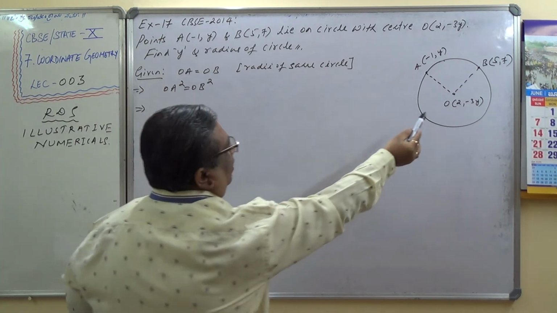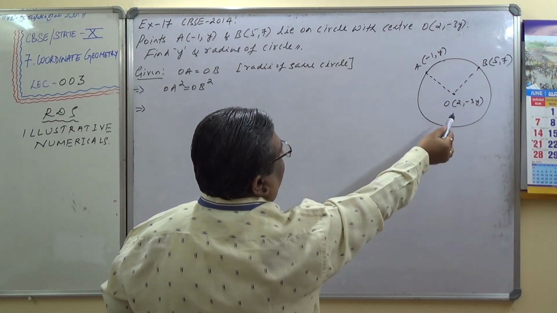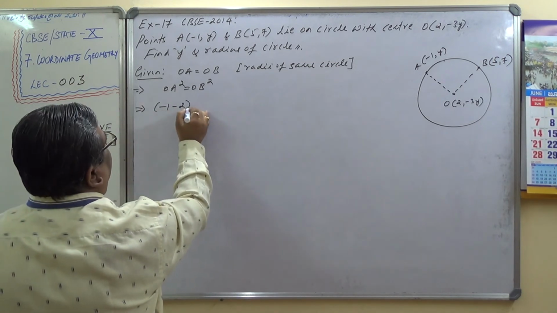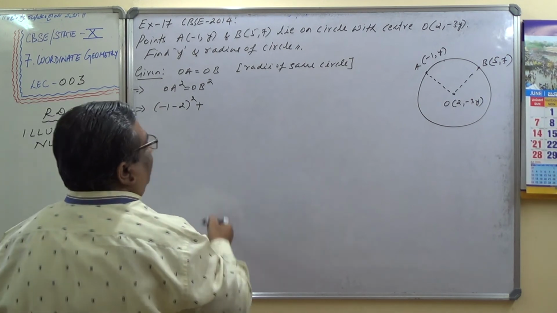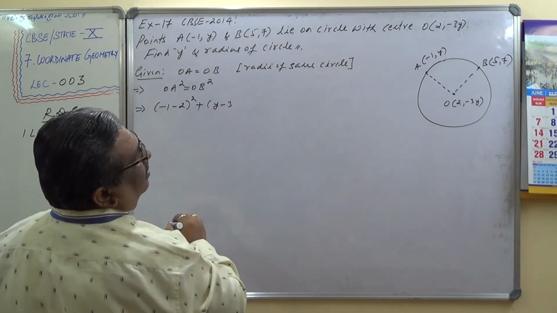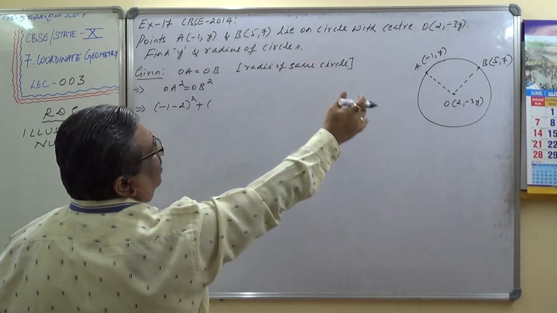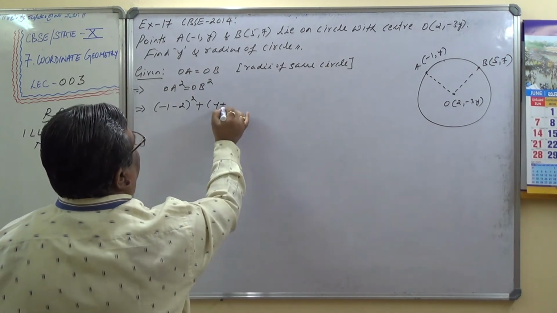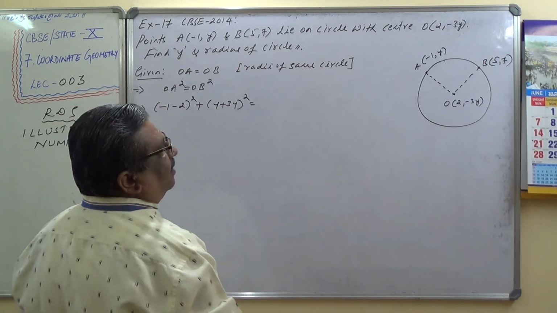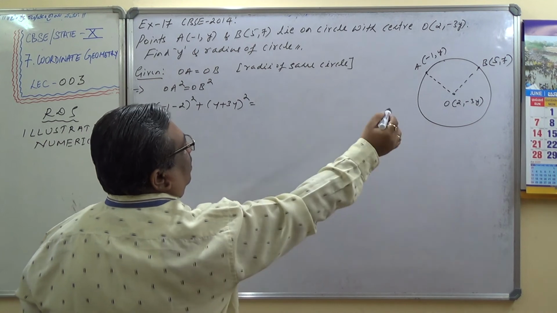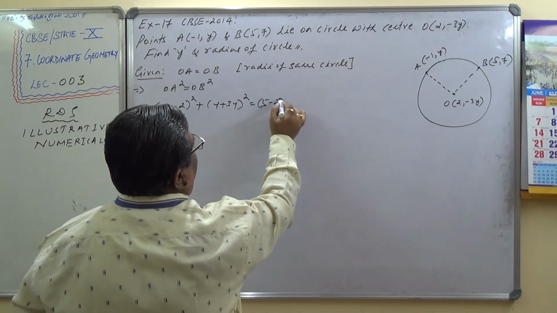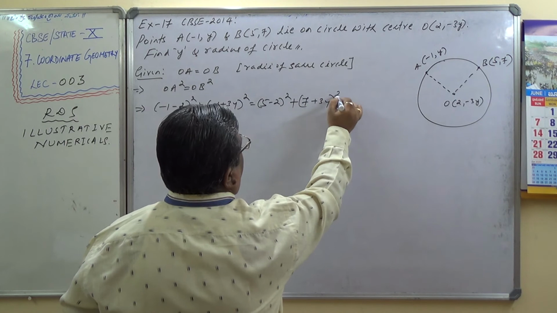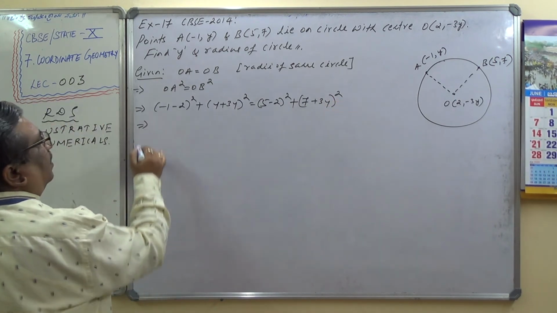OA square is minus 1 minus 2 the whole square, plus y minus of minus 3y. According to distance formula, all these things I hope you know. Minus 1 minus 2 the whole square plus y minus of minus 3y, that is y plus 3y, the whole square, equals OB square, which is 5 minus 2 the whole square plus 7 plus 3y the whole square. Correct?